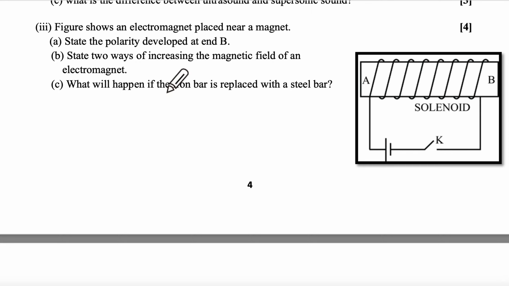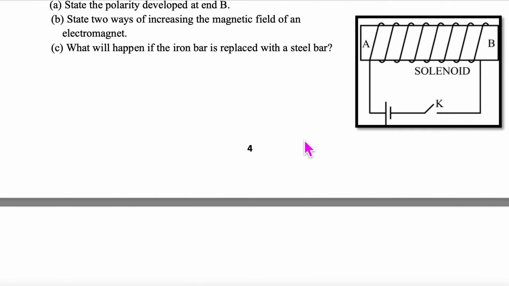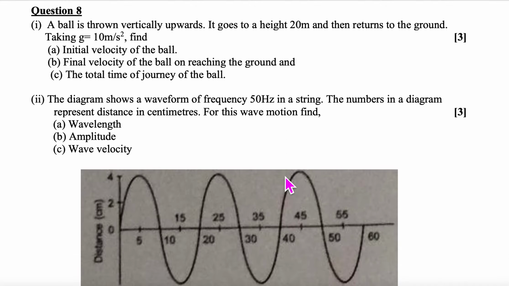What will happen if the iron bar is replaced by steel? It will become a permanent magnet. Yes, ma'am. Why will it become a permanent magnet? Steel bar has high magnetic retentivity, so it retains the magnetism and becomes a permanent magnet. But iron bar has low magnetic retentivity, so it becomes a better temporary magnet. Okay, have we finished the paper? Not yet.